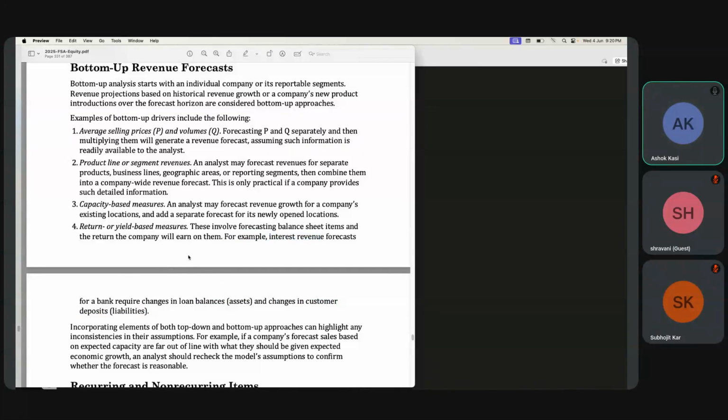Okay. So these are all the revenue forecasts. So this is basically, you can say, income from other sources, also return or yield-based measures, forecasting balance sheet items and the return the company will earn on them.